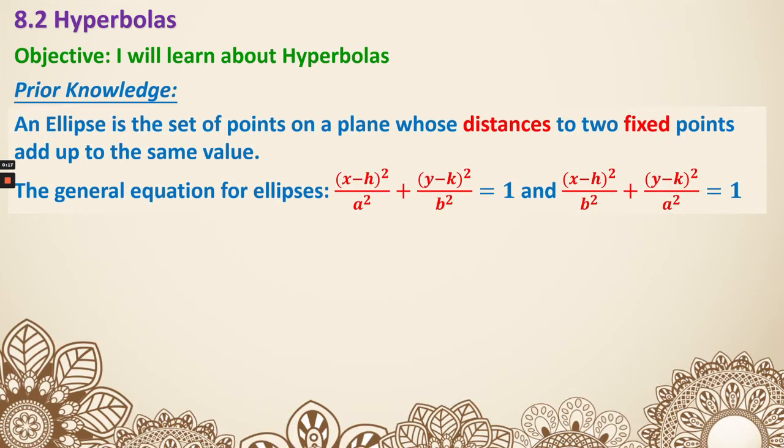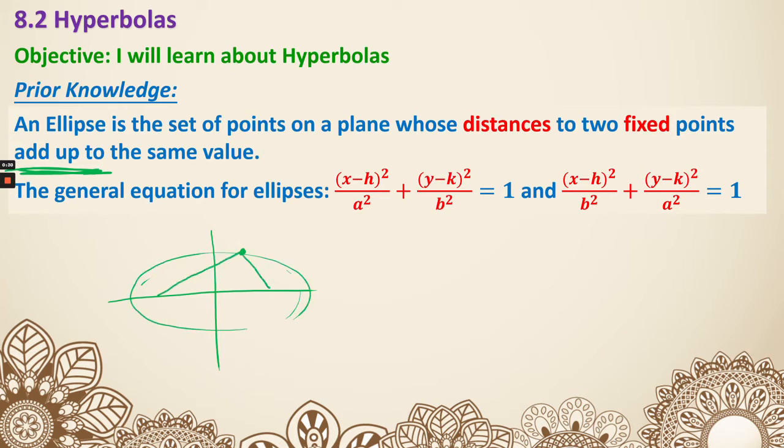An ellipse is a set of points on a plane whose distances to two fixed points add up to the same value. That's the key. Last time we learned that if this is my ellipse, for a point, the distances to the foci will always add up to 2a. The general equation for an ellipse has two different forms because of the major axis: a under the x means a horizontal major axis, and a under the y means a vertical major axis. So that's why we have two different equations.